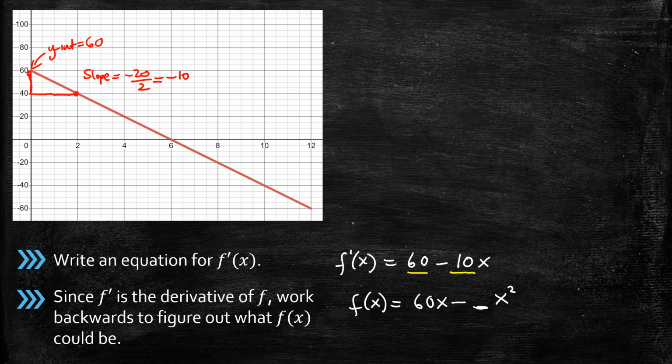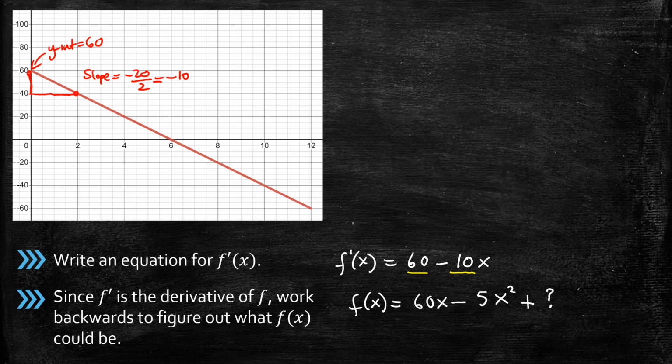And hoping that you see that it would have to be minus 5, because minus 5 times 2 would be negative 10x. By the power rule, we get back to that. So there's just one problem here: in doing this process, it is possible that there was some sort of constant term there that disappeared when we took the derivative.